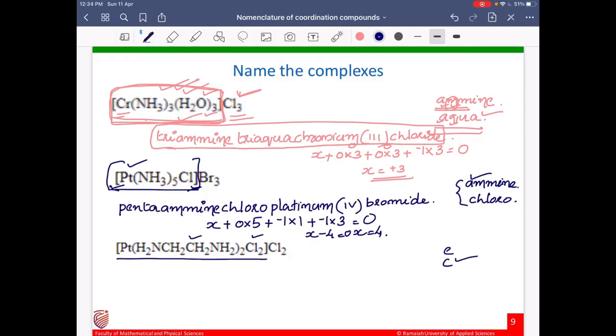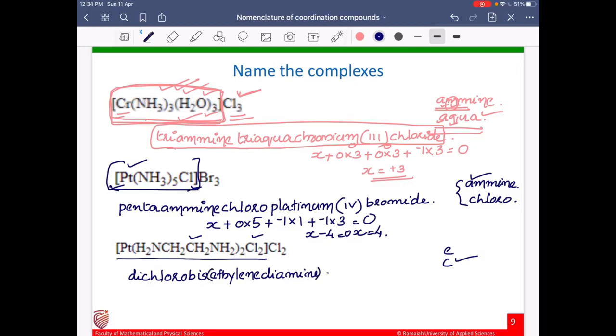So we should start with dichloro. Now we have to write ethylene diamine. 2 ethylene diamine is there. Ethylene diamine we have to write as bis, because it is didentate. If its denticity is more than 1, so the prefix will be bis, tris, like that. We have studied that. So bis ethylene diamine. Ethylene diamine we can put in a bracket.